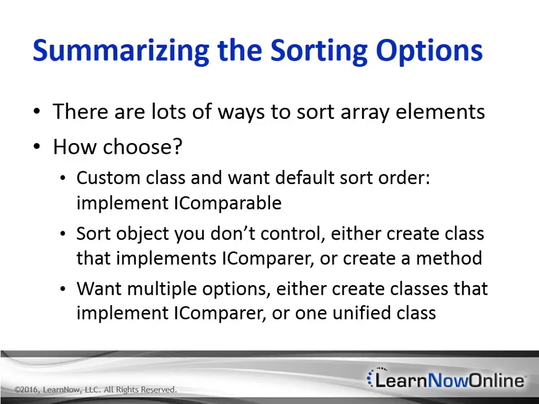Or, if you want multiple sort options, you either create separate classes that implement IComparer, or create one class that implements the interface that allows you to specify the sort order as you create the instance. Alternatively, you can create multiple procedures, one for each sort order, and pass the address of the appropriate procedure when you call the Array.Sort method. So lots of options.